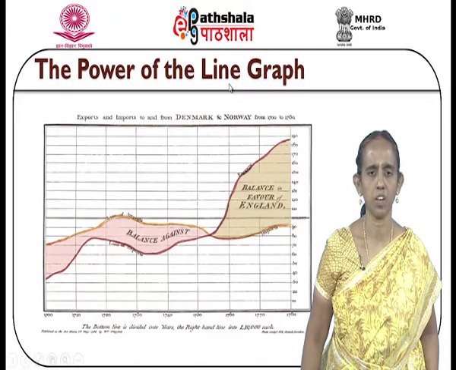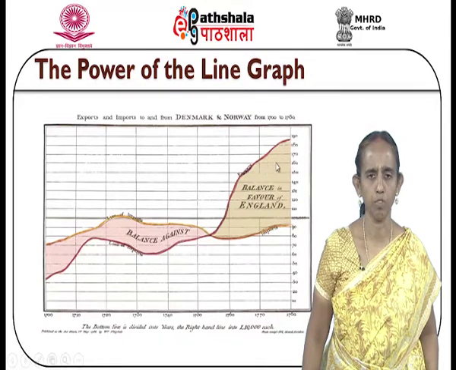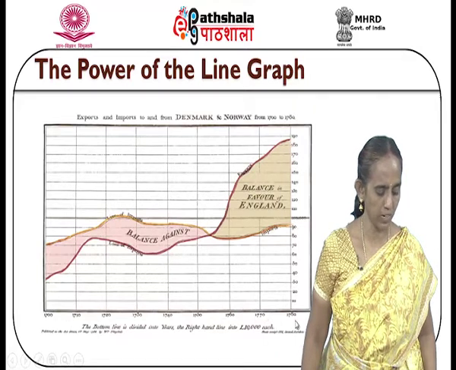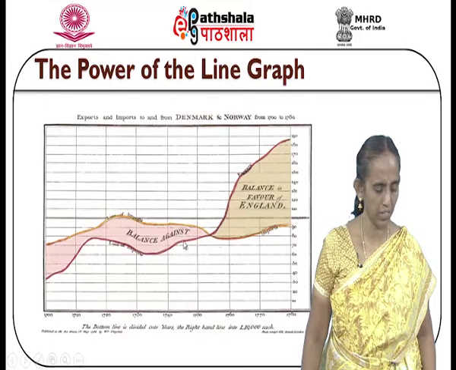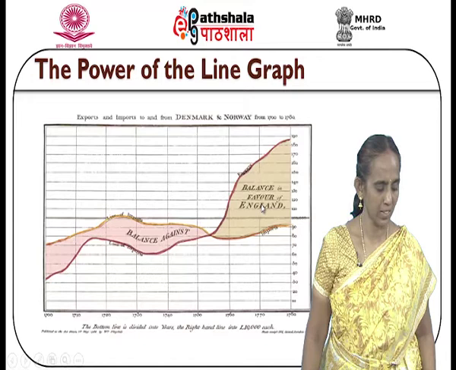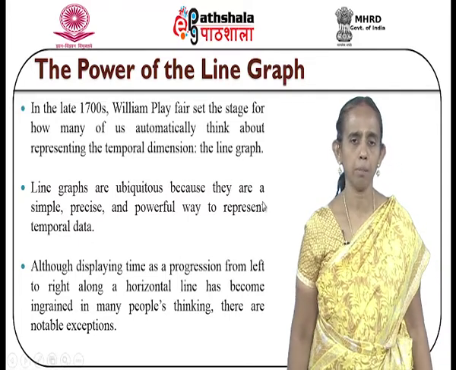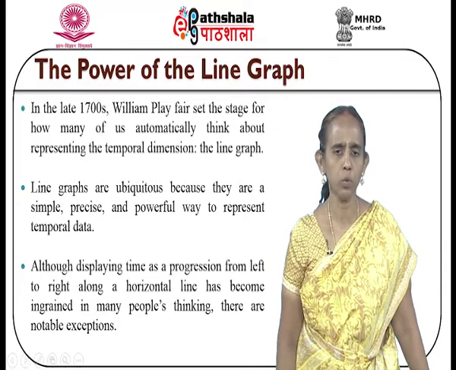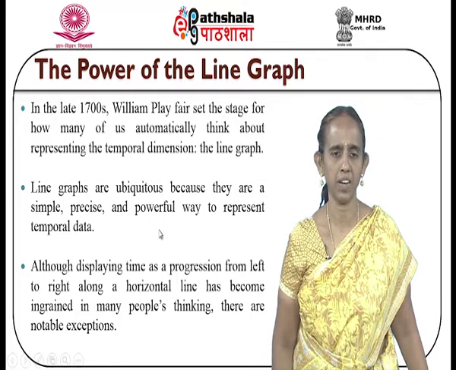So this is an example which shows the power of the line graph, which was done very long ago. Here you can see the x-axis is the timeline which starts from 1700 to 1780. Here we can see how the balance was against and in favor of England. In the late 1700s, William Playfair set the stage for how many of us automatically think about representing the temporal dimension, that is, a line graph. Line graphs are ubiquitous because they are a simple, precise and powerful way to represent temporal data.